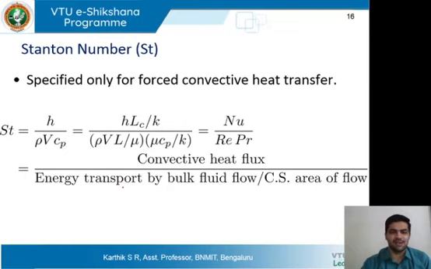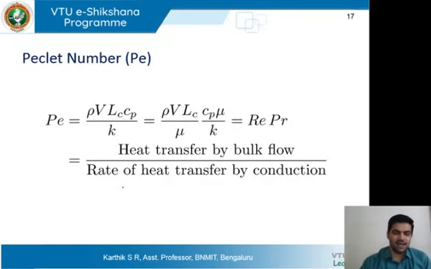So one is called the Stanton number, which is specified only for forced convective heat transfer. It is given by Nusselt number by Reynolds times Prandtl number, and it's actually very convenient to use in forced convective heat transfer in some cases rather than using Nusselt number only. Again, you have another number which is also used in forced convection, which is called the Peclet number, which is a product of Reynolds and Prandtl number.